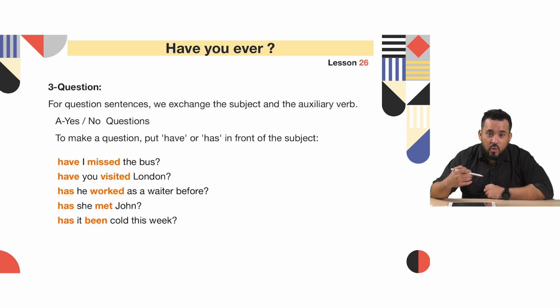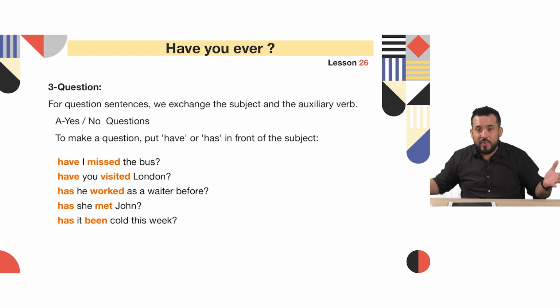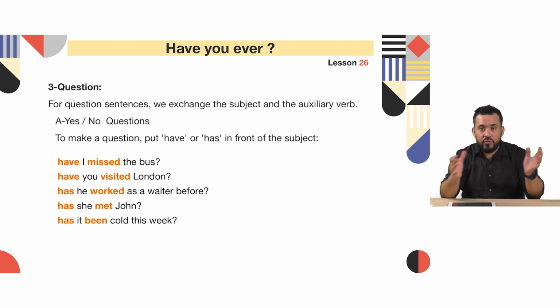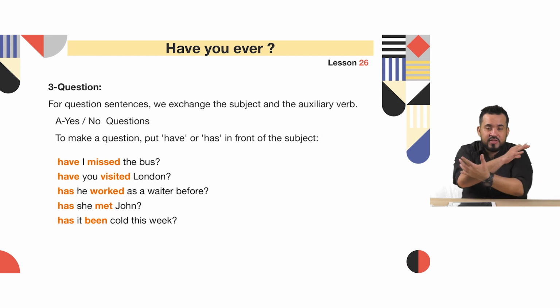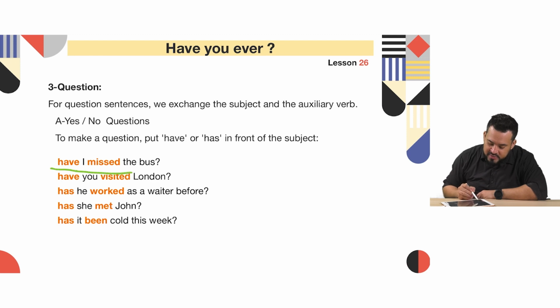Now, let's see how we make a question form. Basically, just like with any auxiliary, we start with the auxiliary followed by the subject. So we just reverse the order. Instead of subject auxiliary, we have auxiliary subject, and that makes it a question. So let's see. Have I missed the bus?